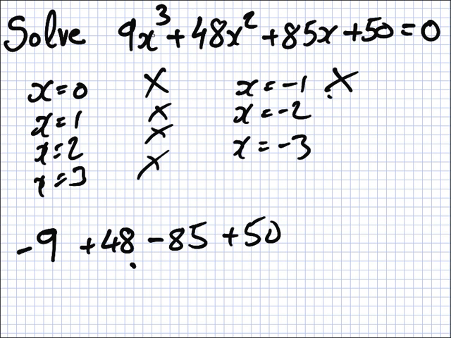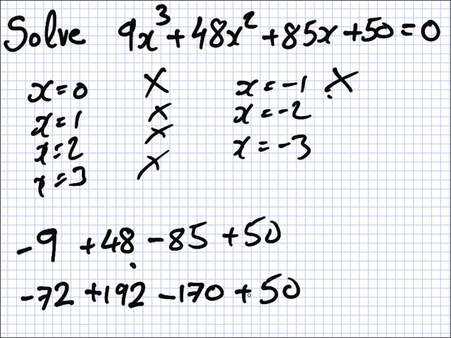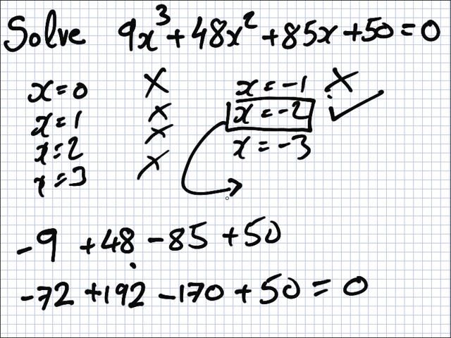Let's try -2. -2 cubed is -8, times 9 is -72, isn't it? And then plus 192, I think. Minus 170, plus 50. I hope I'm doing this right. What does that equal? Oh, well done. Okay, well done to me. Right, so that is the root. So if that is the root, what is the factor? x plus 2 is a factor.